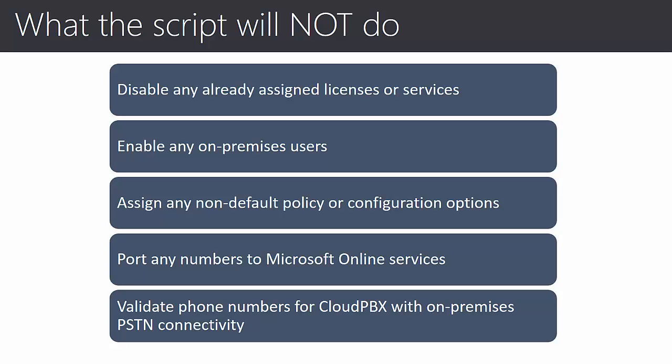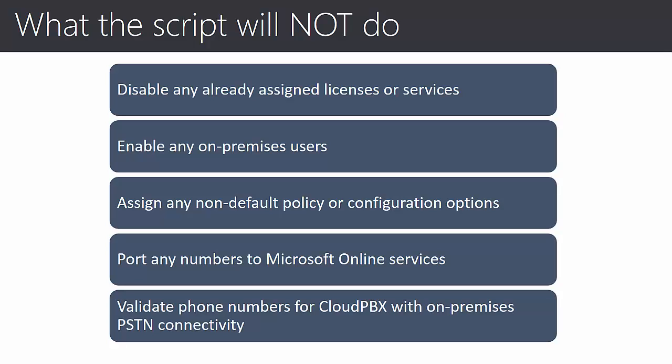That way you can then go through and make whatever manual modifications necessary, whether it be disabling that license or changing the license as you need. It will not enable any on-premise users. It will do the migration from on-premise, but this script is very specifically designed for enabling cloud services. And so that will do the assignment and enablement for online, but this script is not designed to be run exclusively against on-premise environments.